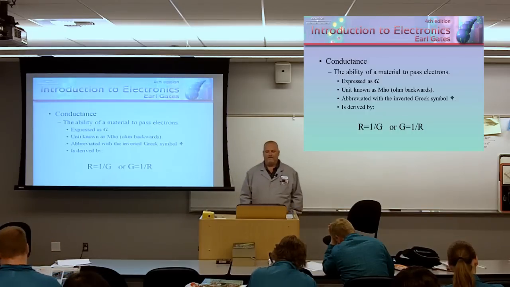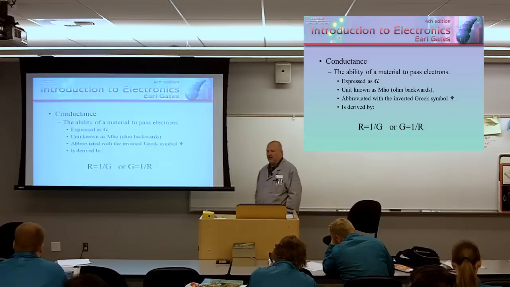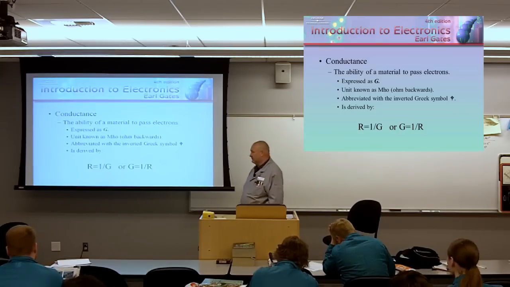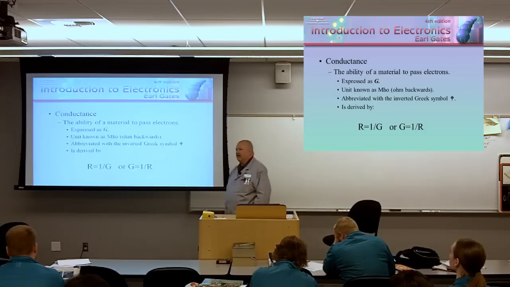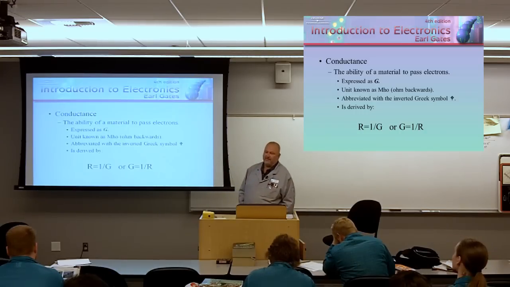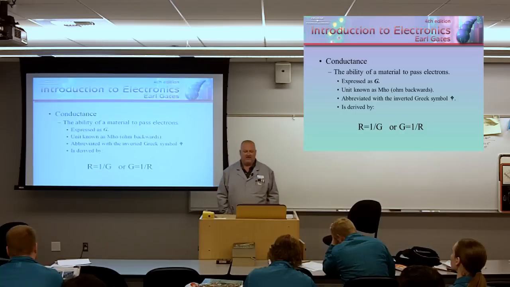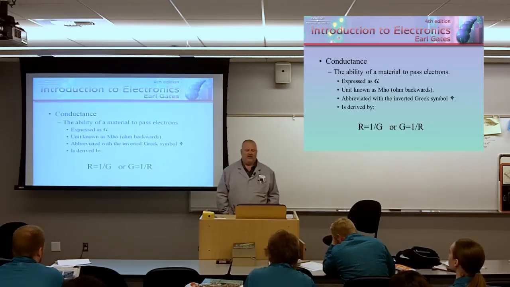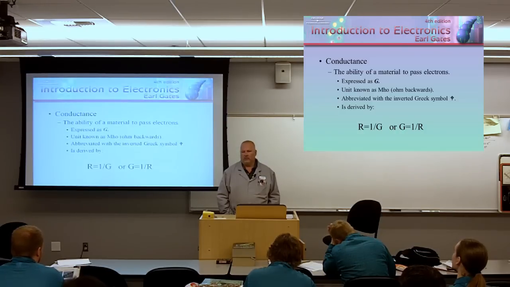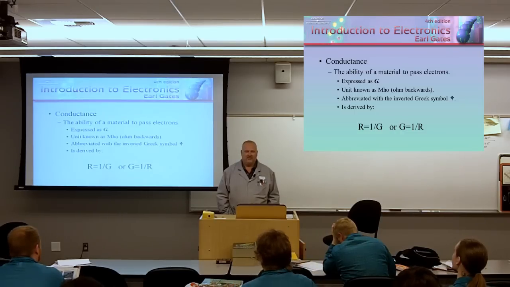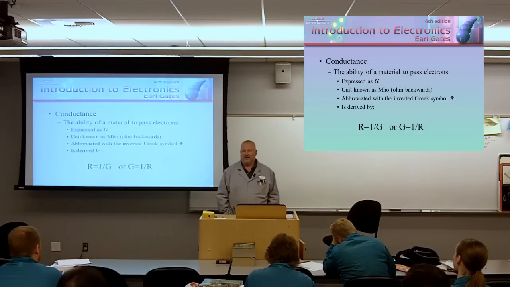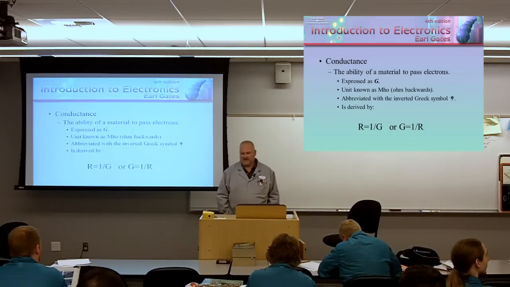Conductance. The ability of a material to pass electrons. It's expressed as the capital letter G, and believe it or not, I'm not making this up, the unit that we measure this in is called the mho, M-H-O. It's ohm spelt backwards, and that's not by mistake. Basically, the person that came up with this said, I'm going to spell ohm backwards, take the reciprocal of resistance, and call it the mho, and see if that makes the textbooks.